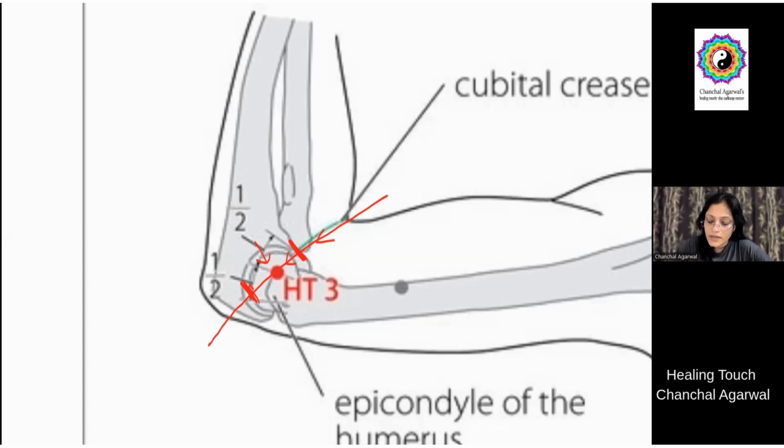So these are all the 5 points that we wanted to understand in case of heart meridian. So where is the first point? Just keep on showing me the location on your fingers also. H9, H8, H7, H4, and H3.